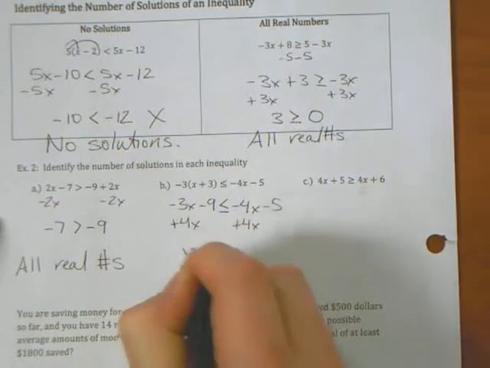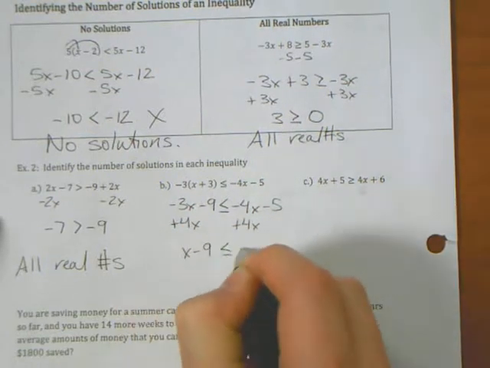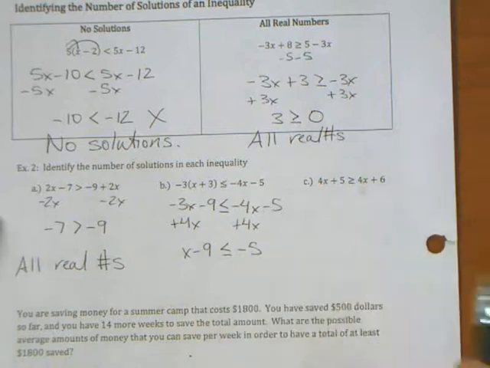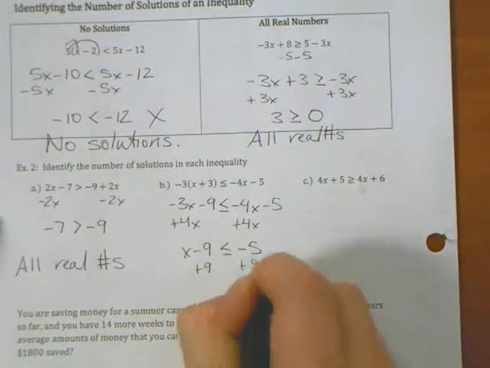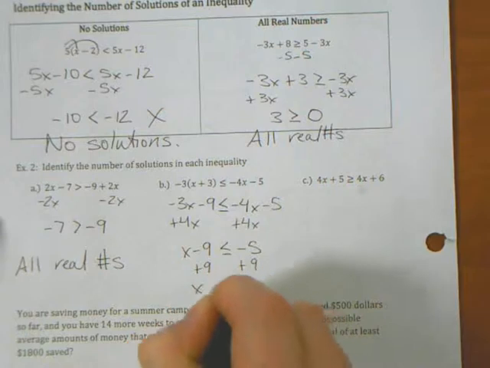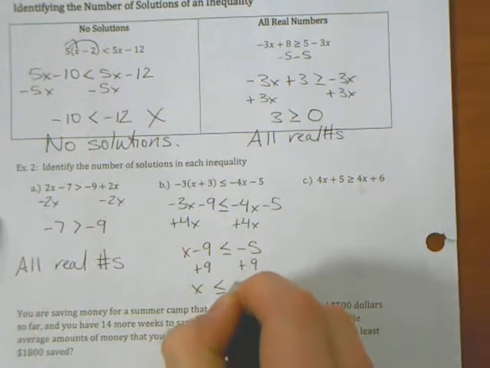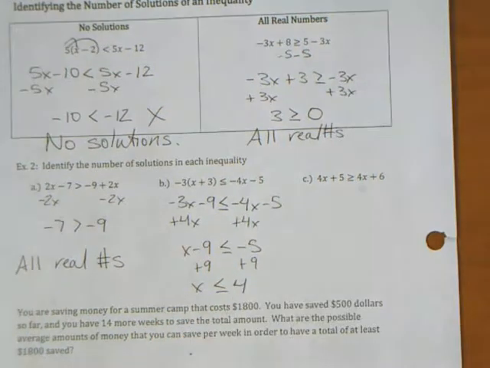So I get x minus 9 is less than or equal to negative 5. Now what do? You could add 9 to both sides. So I get x is less than or equal to 4. So, Alex, in this case, we get x is less than or equal to 4.